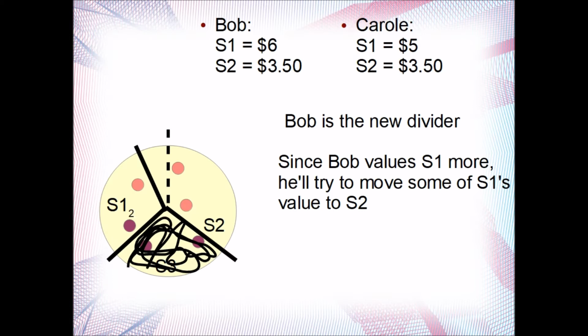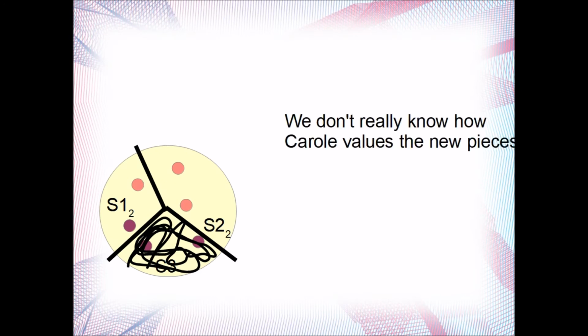So here is what the new pieces look like. Since I changed S1, I am now going to call it S1 with a little 2 subscript on it to indicate that this is the second version of slice number 1. Likewise, I will put a little 2 subscript on slice 2 to indicate that this is the second version of slice number 2. So here are the pieces.